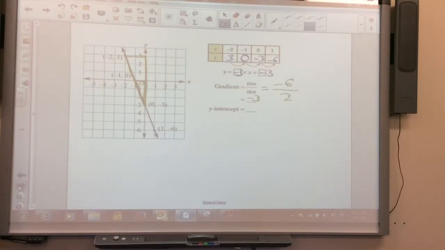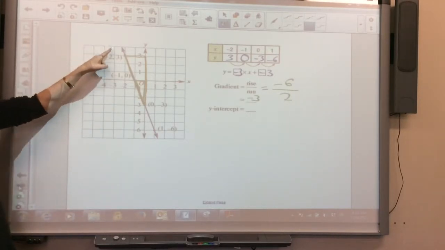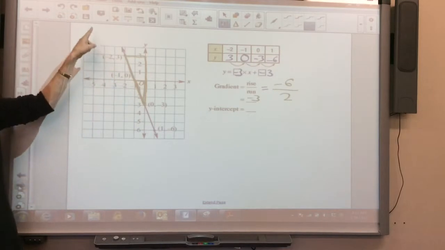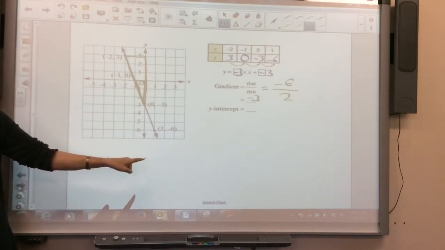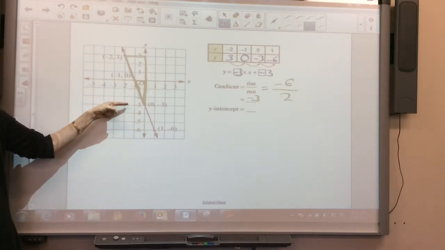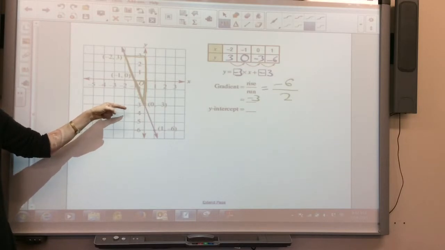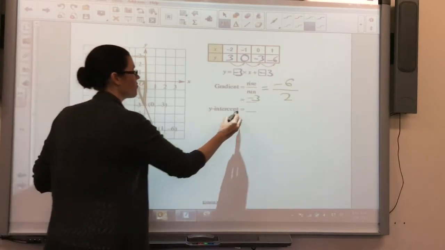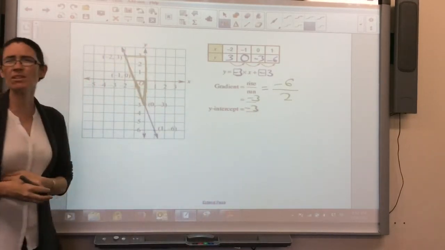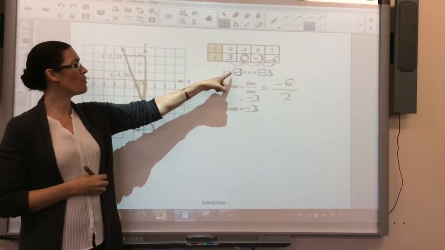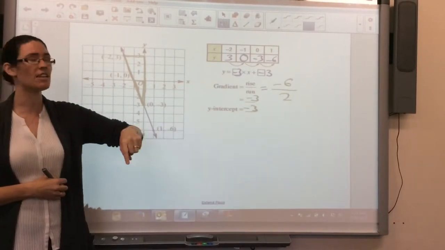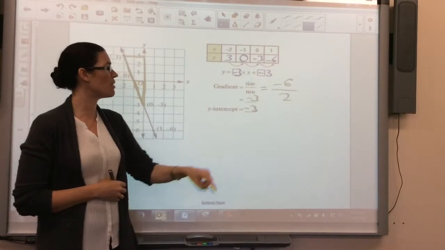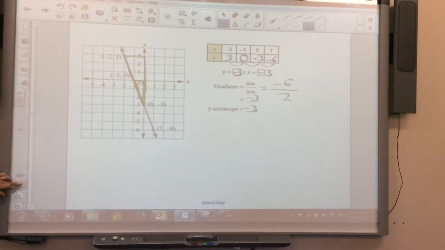There's too much chatting. The y-intercept is where I hit the y-axis. If I look at this line, what point do I hit the y-axis at? -3. It's really important that you get that. So can we see that the coefficient is -3, the gradient is -3. The constant is -3, the y-intercept is -3.